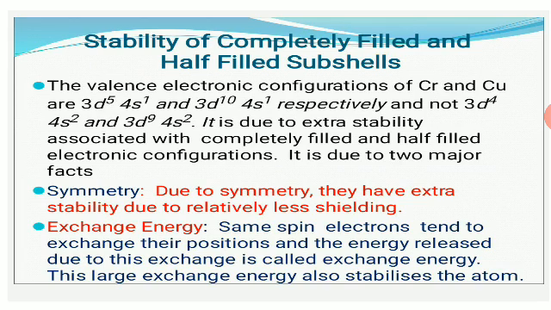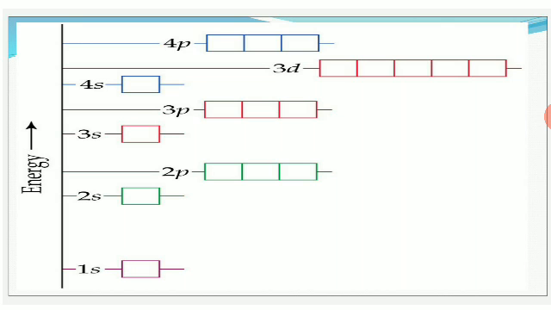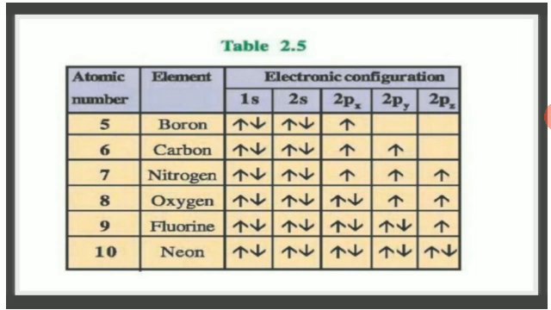One thing more here is the stability of completely filled and half filled subshells. The completely filled and half filled subshells are more stable in comparison to the other filled orbitals. Due to the symmetry they have extra stability, and due to the exchange energy, if they can exchange energy more, the stability of that orbital will be more. Therefore the electrons will rearrange to give half filled or completely filled electronic configurations.